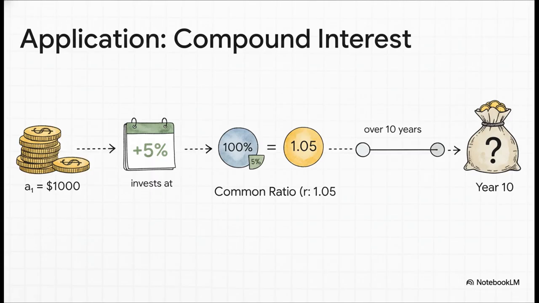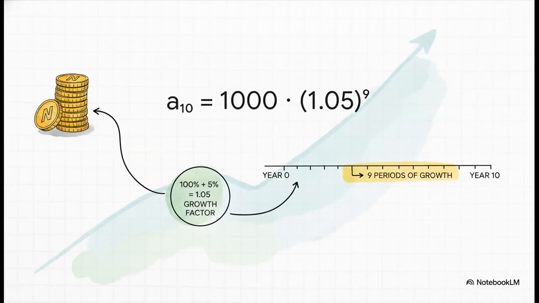Let's find out what that $1,000 becomes in 10 years. We just plug everything into our trusty formula. We want the value at the start of year 10. That means it has grown for 9 full years, right? That's our n minus 1. So we have 1,000 times 1.05 to the power of 9.